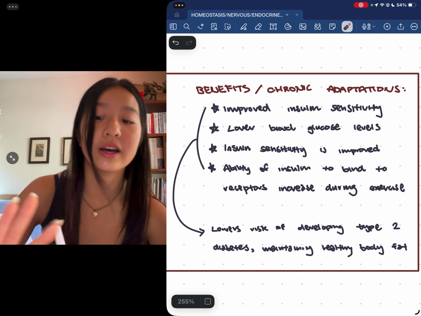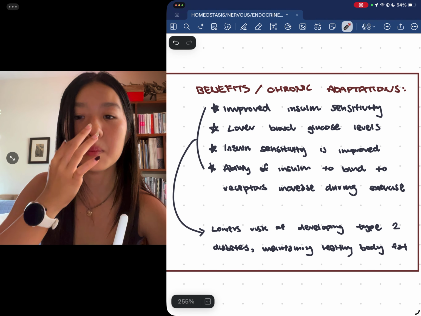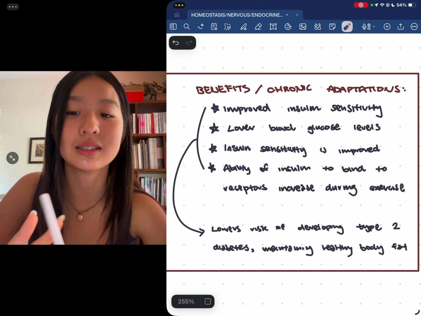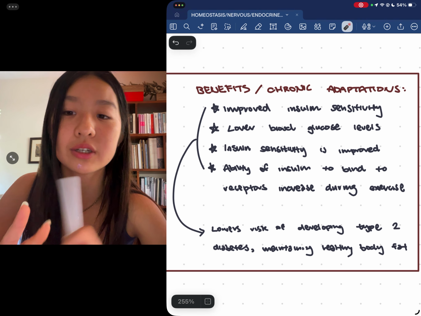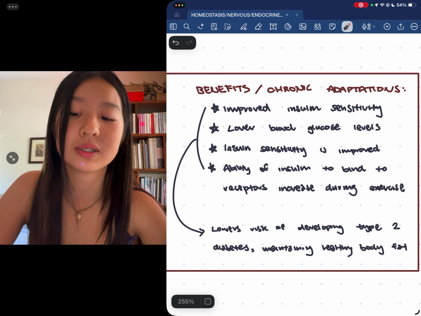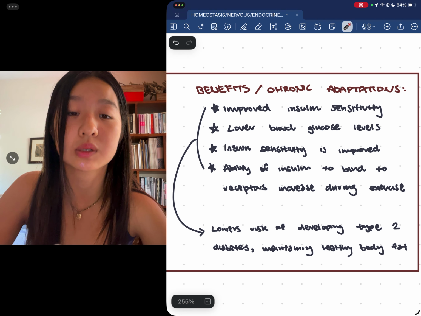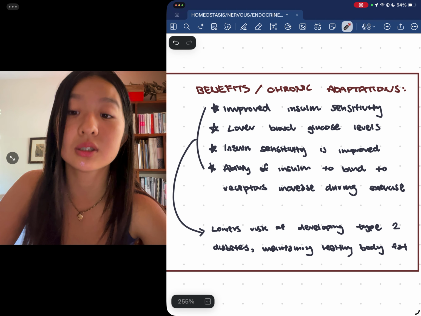So the benefits and chronic adaptations of exercise: one is improved insulin sensitivity. Because insulin and muscle contraction don't work at the same time, the more muscular contraction you have, the less insulin is released into your blood. So therefore, every time that insulin is then released into your blood, your body is more sensitive to it because it's seen it fewer times. You have lower blood glucose levels if you're constantly exercising, which is good.